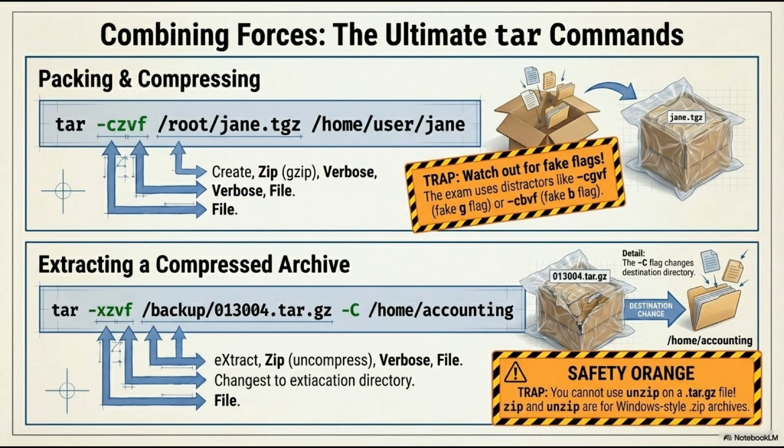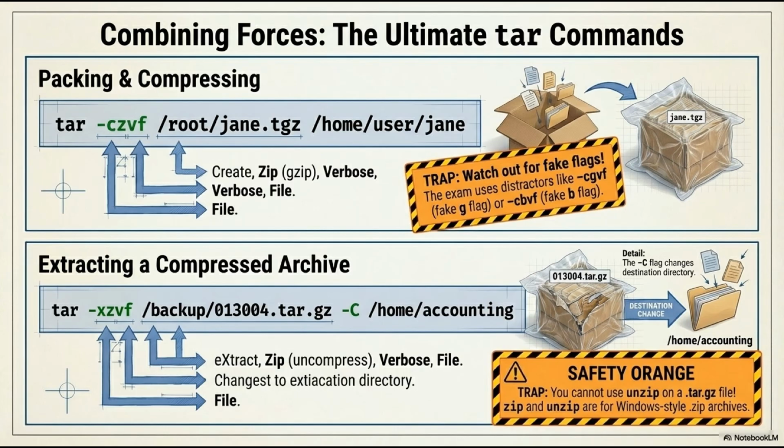tar -czvf. Create, zip, verbose, file. Love how that lines up. And the bottom half shows the extraction process. To open a compressed archive, you use tar -xzvf. Extract, unzip, verbose, file. But notice the extra detail on the right, the uppercase -C flag. Right, the destination change. Yeah, how does that work?